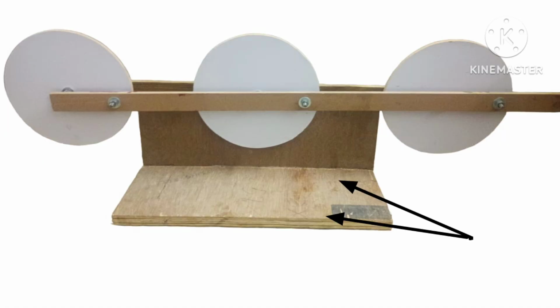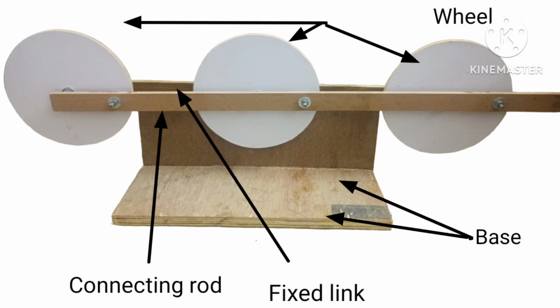Now I am going to explain the construction of my project. I took a wooden plywood as a base. Then I connected 3 circular cranks, and then I connected another plywood strip at an eccentric distance from the center of the crank for the reciprocation of the coupling rod.